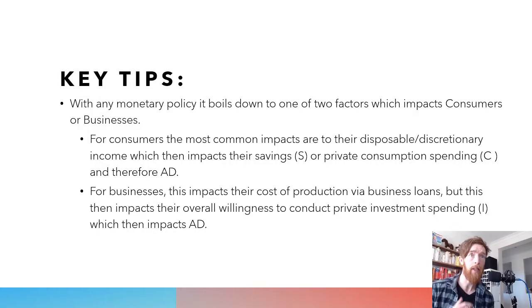With any monetary policy type questions, they boil down to one of two factors: they impact consumers or businesses. Whenever you get a monetary policy question about expansionary or contractionary stances and how it affects aggregate demand, you can go with either consumers or businesses, unless it's a very big mark question, where you might talk about both. For consumers, the most common impacts are to their disposable or discretionary income, which then impacts their willingness to save or their private consumption spending, and therefore aggregate demand.